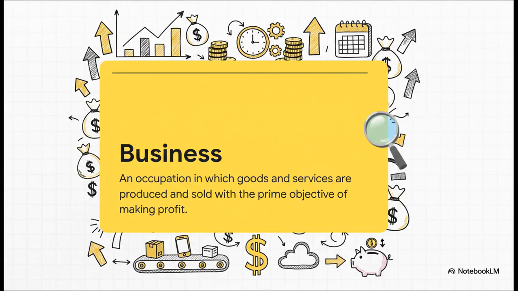So first up, we've got business. This is all about creating and selling goods or services. Could be a local bakery selling bread, could be a huge tech company selling software. Now, 2 things are absolutely key here. Regularity, meaning it's an ongoing thing, not a one-time garage sale, and the number 1 goal is making a profit.